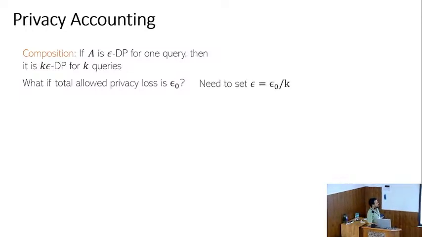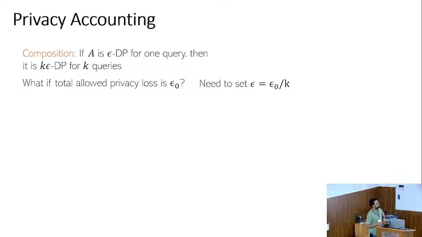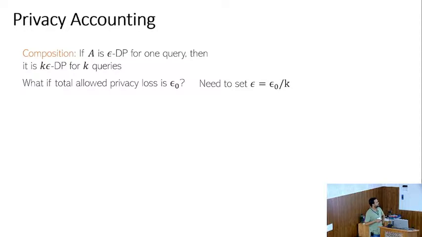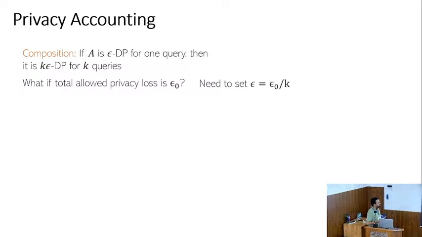So one thing is easy. You need to set every epsilon equal to epsilon by k, right? So for every query, you run A such that A is epsilon by k DP. If you can ensure A is epsilon by k DP, then the composition of k such A's will be epsilon DP, right? So given an epsilon naught, if the number of queries is higher, you set epsilon to be epsilon naught by k. Epsilon will decrease, right?